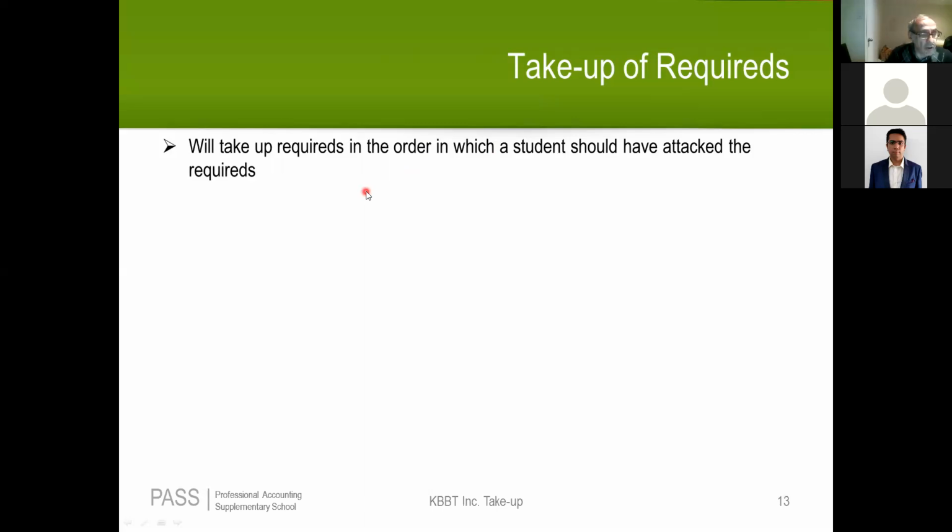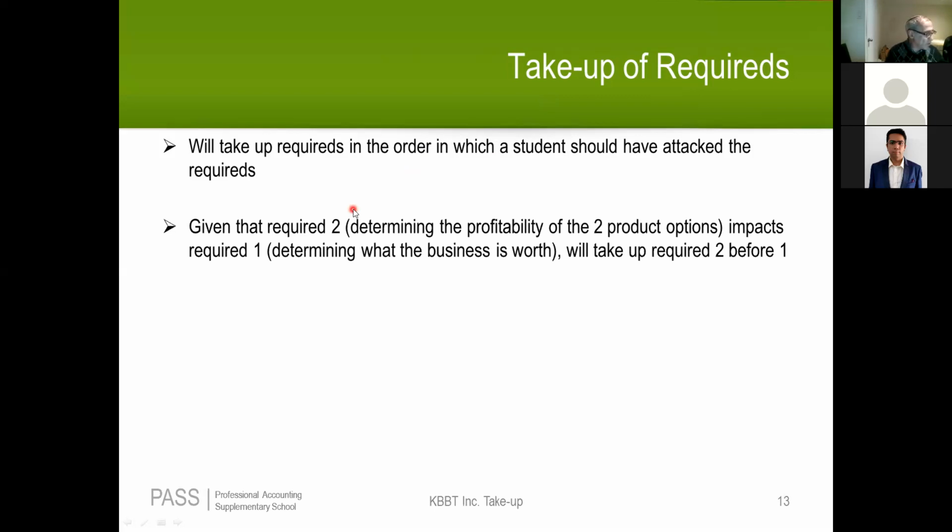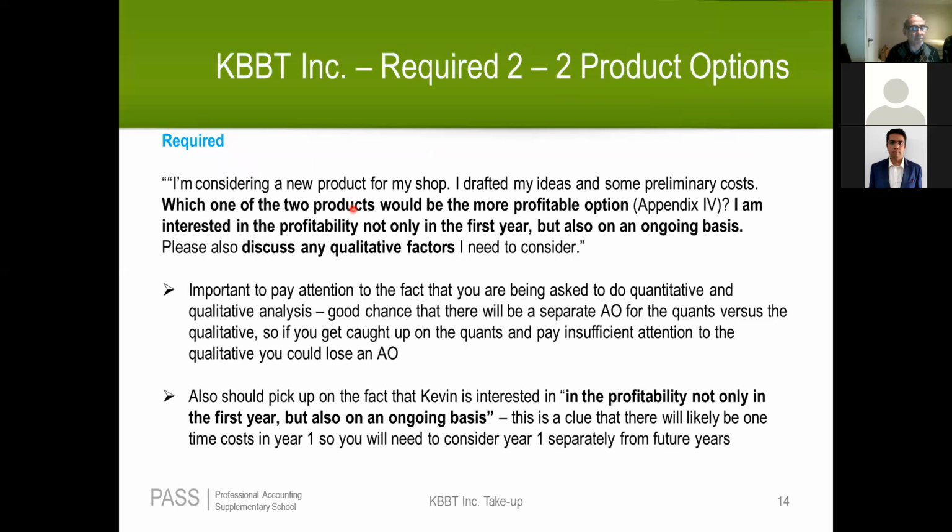So what we're going to do now is we're going to take up the requireds in the order in which a student should have attacked the requireds. So given that required number 2, determine the profitability of the 2 product options and choosing the better product, impacts required number 1, because you want to build it into your business valuation, whatever option you chose. Therefore, we'll take up required 2 before 1. So we'll look at the profitability of the 2 product options, and we'll do the qualitative analysis, come to a decision as to which product to go for, and then we'll deal with the business valuation.